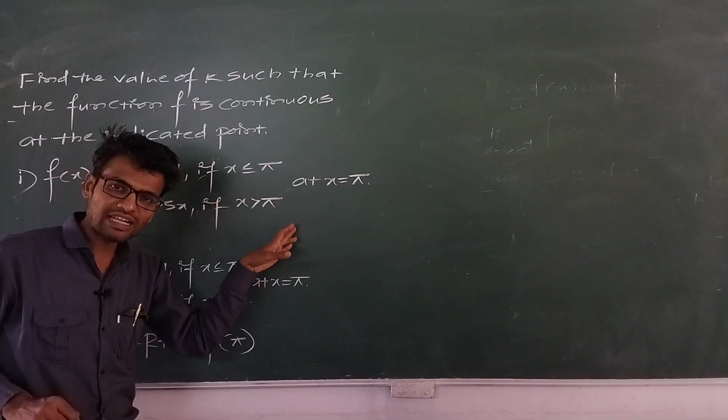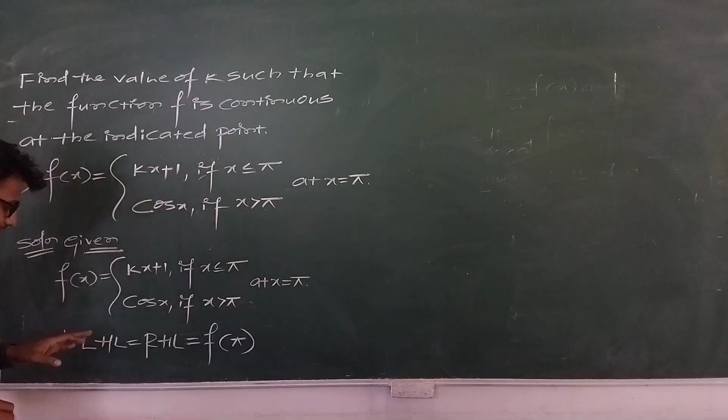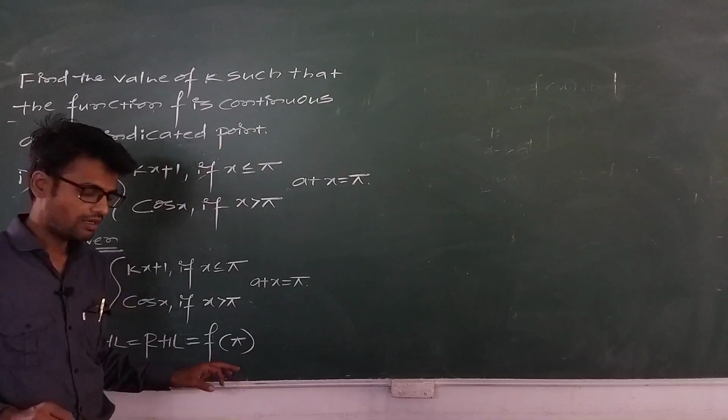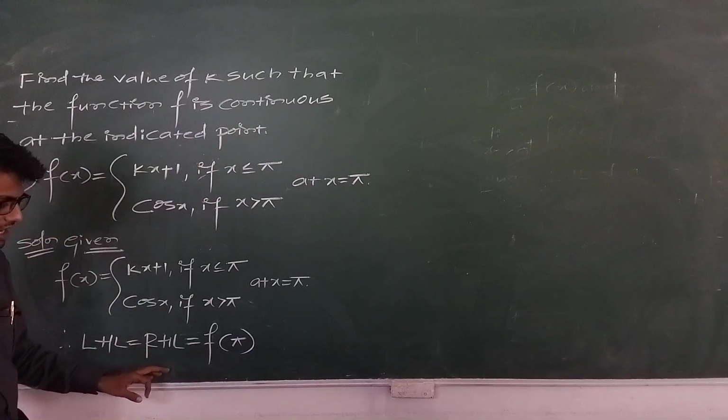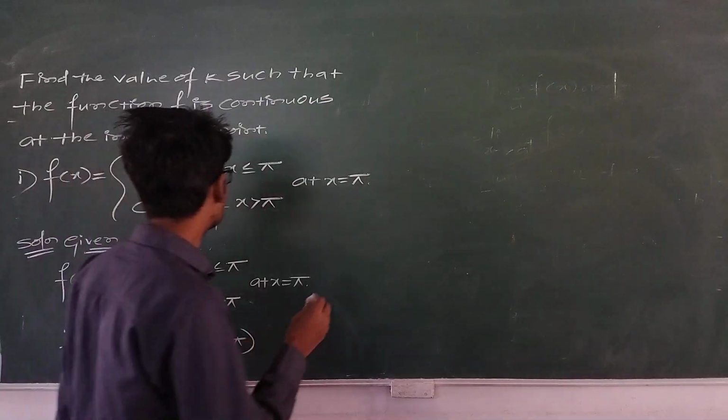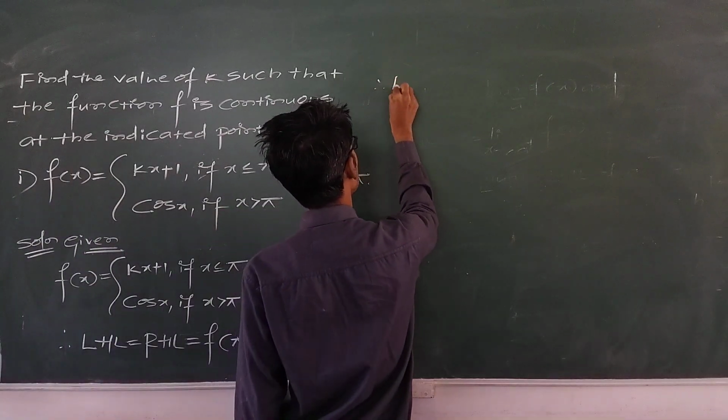When the function is continuous at x equal to pi, then the left hand limit is equal to the right hand limit, which equals f of pi. The left hand limit is the same as the right hand limit, and that is equal to f of pi. So therefore I go for the value of the left hand limit.